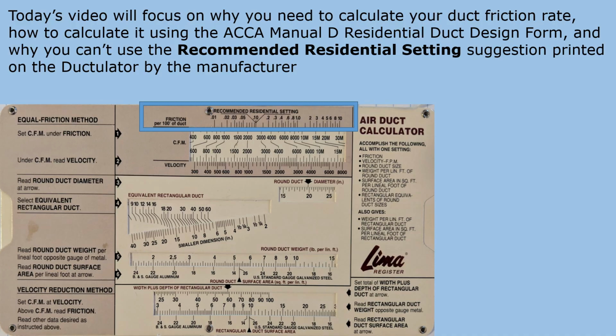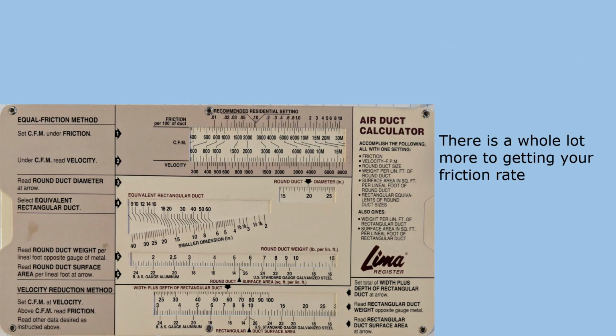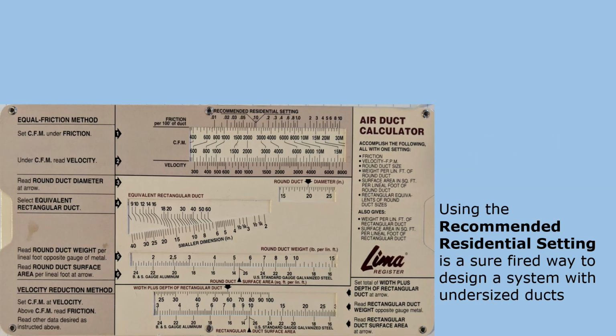Today's video will focus on why you need to calculate your duct friction rate, how to calculate it using the ACCA Manual D residential duct design form, and why you can't use the recommended residential setting suggestion printed on the ductulator by the manufacturer of the ductulator. There is a whole lot more to getting your friction rate. Using the recommended residential setting is a surefire way to design a system with undersized ducts.